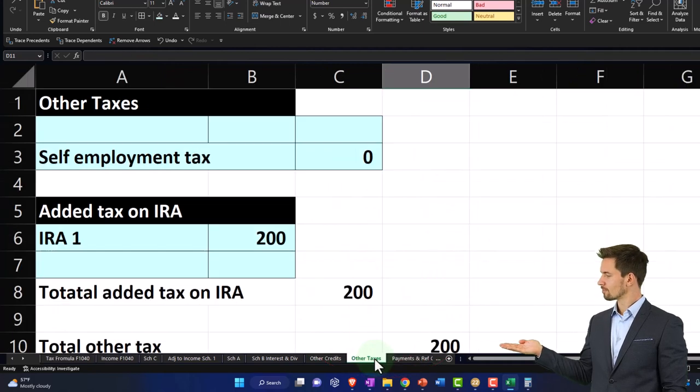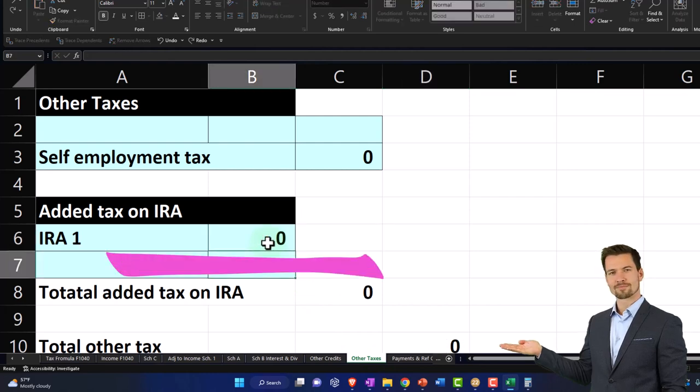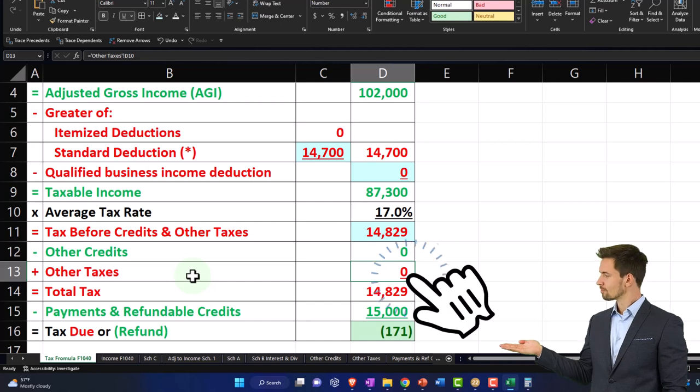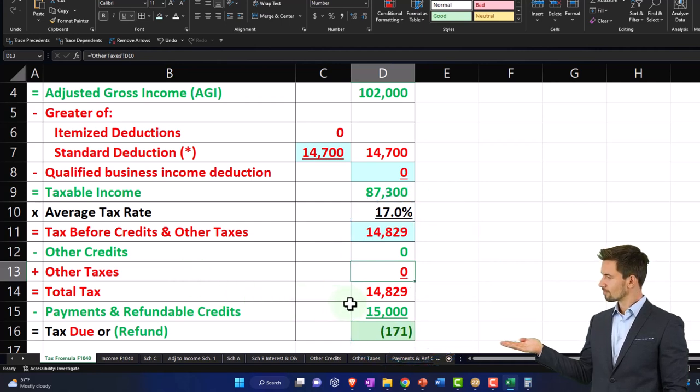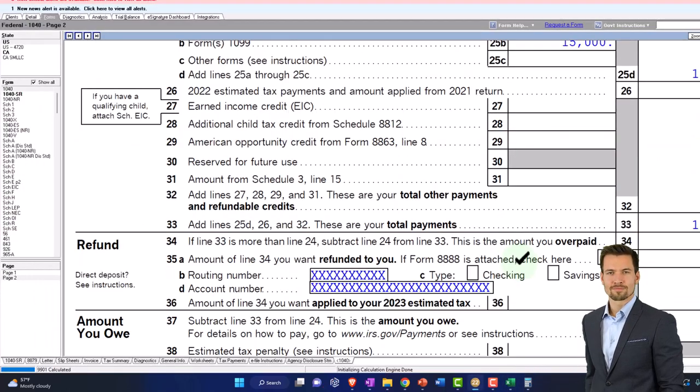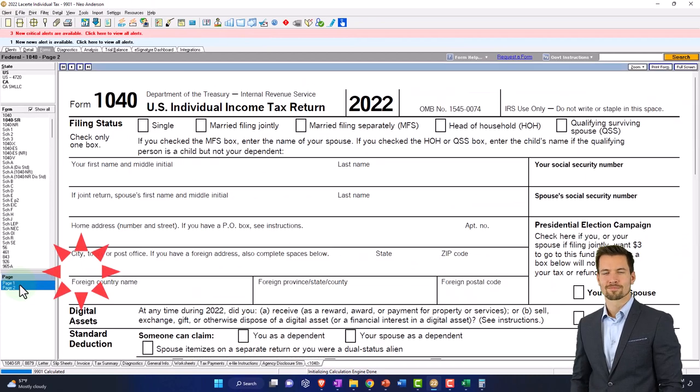And then I had this other taxes here. This was a penalty for an early distribution. I'm gonna remove that because I'm gonna say that they don't have a penalty, because we'll deal with the penalty in a second. And so there's that one. And then that gets us to the 171 on the bottom of the line.